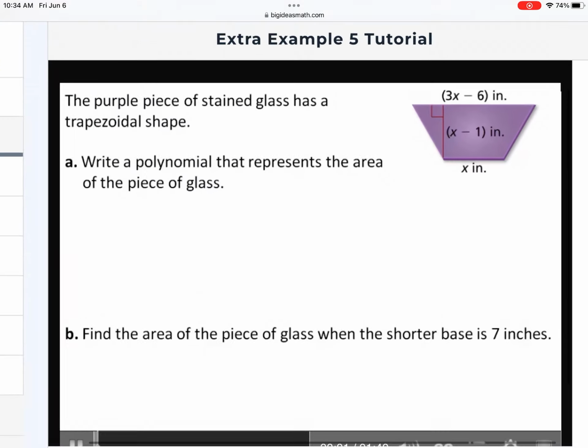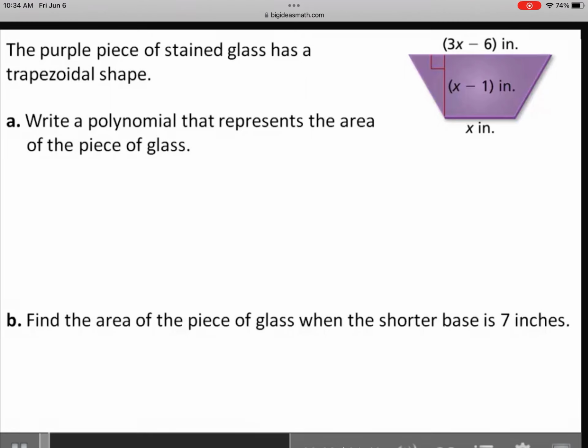The purple piece of stained glass has a trapezoidal shape. Part A. Write a polynomial that represents the area of the piece of glass. The area of a trapezoid is given by 1/2 h times the quantity b1 plus b2, where h is the height, b1 is a base, and b2 is the other base. Notice that the piece of glass has a height of x minus 1 inches. The longer base is 3x minus 6 inches, and the shorter base is x inches.